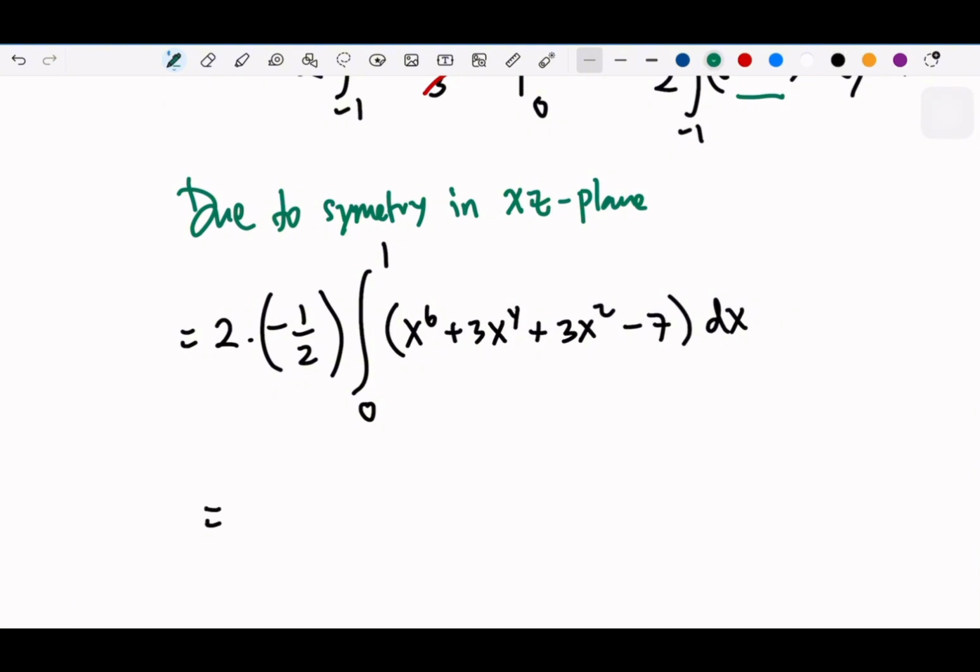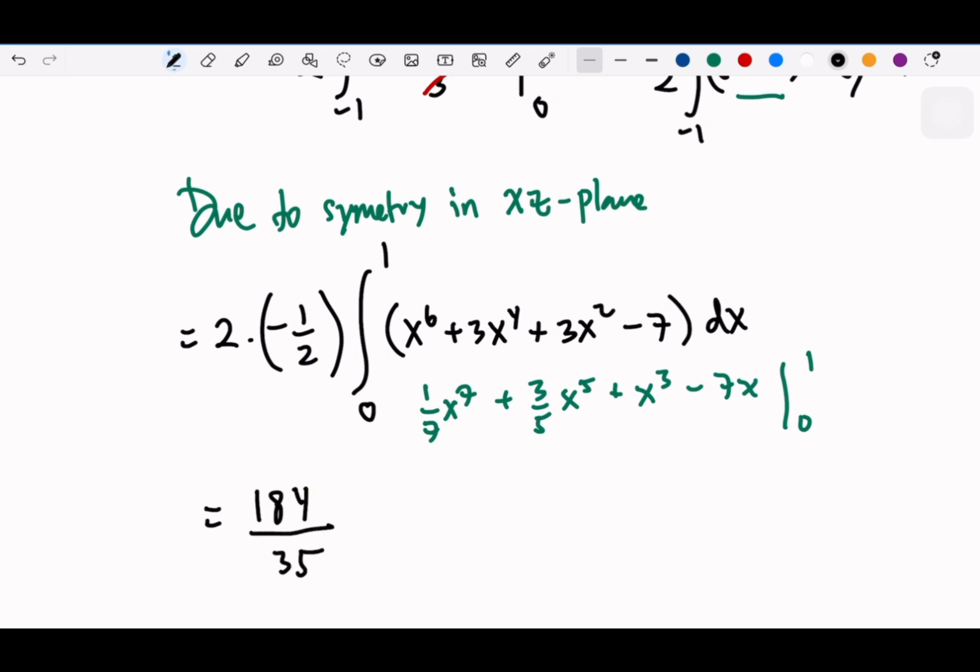So it will be 1 by 1, we have 3 over 5, and plug in 0 to 1. And then multiply by the minus, the result will be 18/35. Okay, but I think up until this part, you can just plug into your calculator, I think, easier.